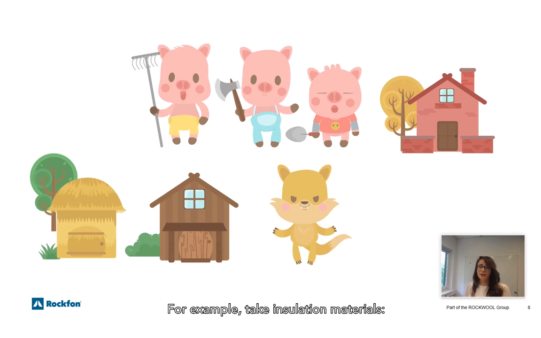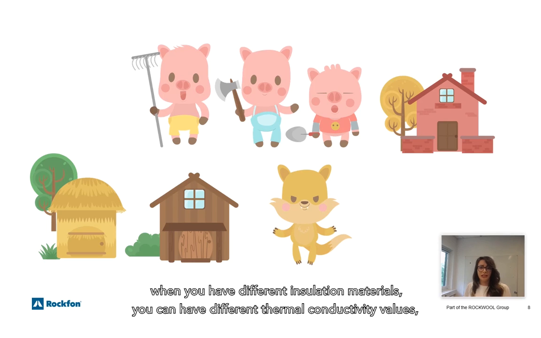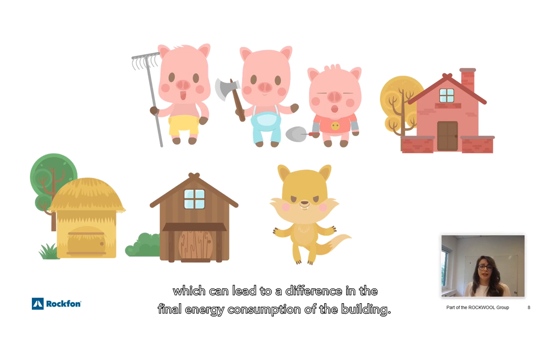For example, take insulation materials. When you have different insulation materials, you can have different thermal conductivity values, which can lead to a difference in the final energy consumption of the building.